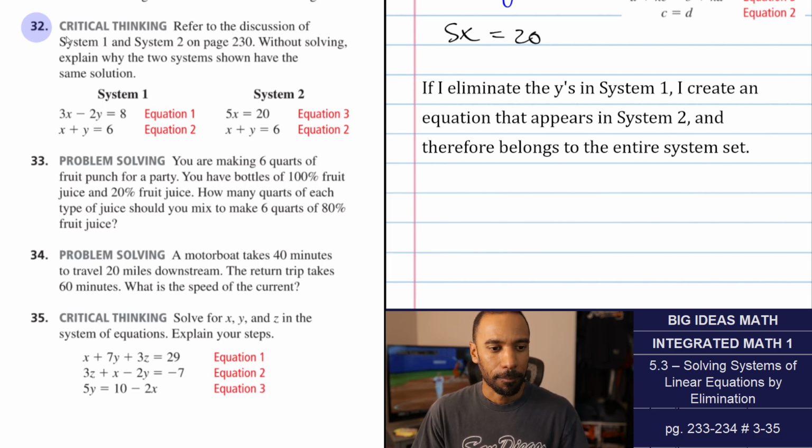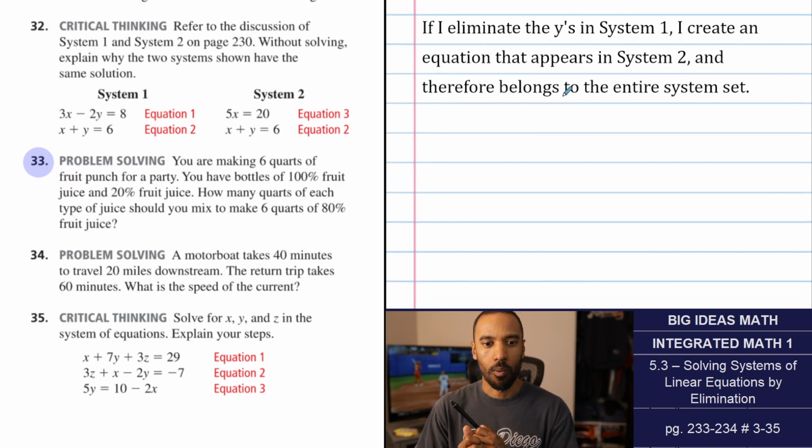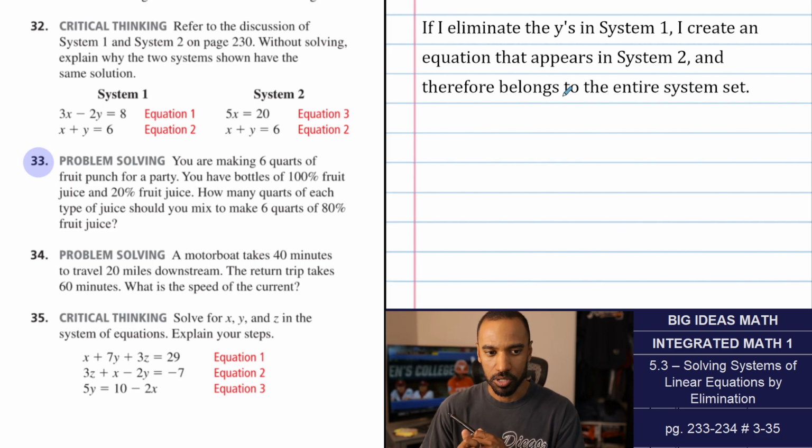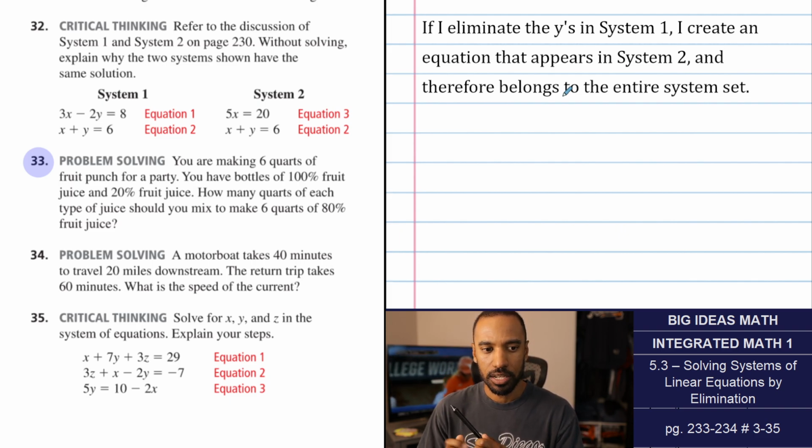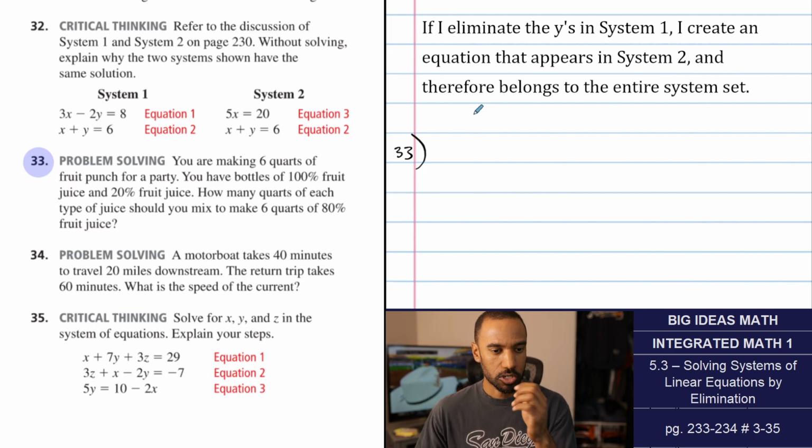Number 33, problem solving. You are making 6 quarts of fruit punch for a party. You have bottles of 100% fruit juice and 20% fruit juice. How many quarts of each type of juice should you mix to make 6 quarts of 80% fruit juice? Okay. You're making 6 quarts total.